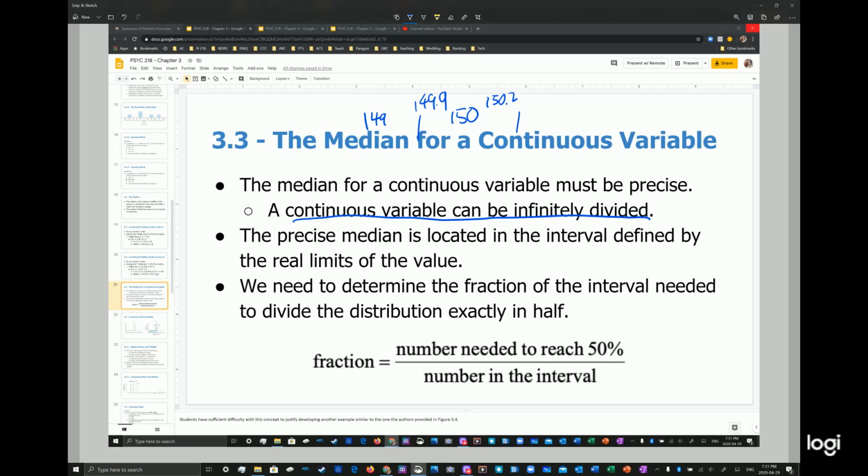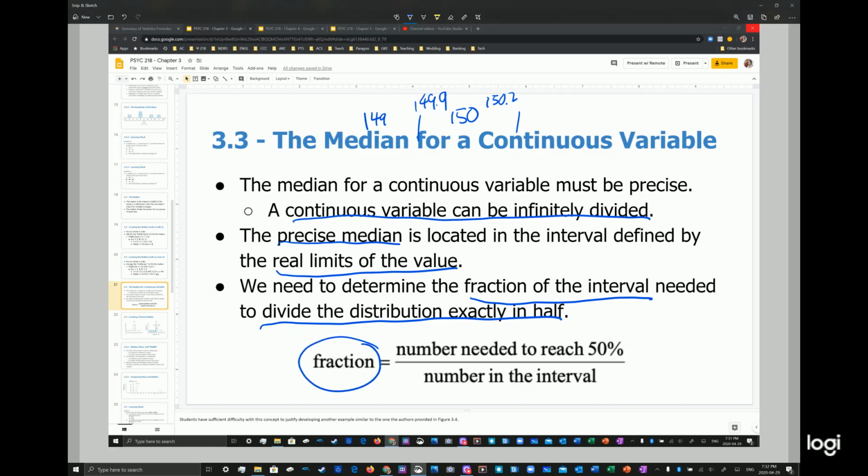So with the same concept in mind, we apply that to calculating a precise median that is located in the interval, defined by the real limits of that value. So that's what the point's saying here. So to do this, we need to determine the fraction of the interval that we need to locate the median. That is to divide the distribution by exactly half. And the mathematical expression looks like this.